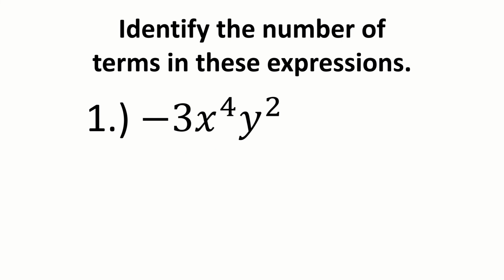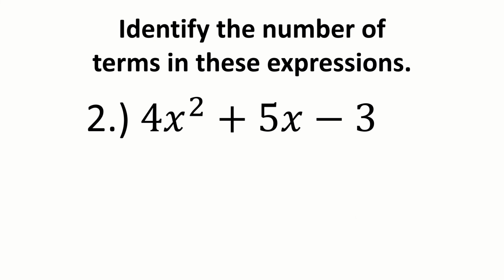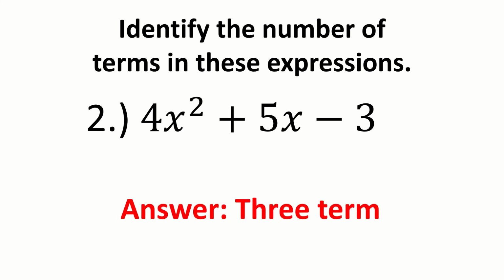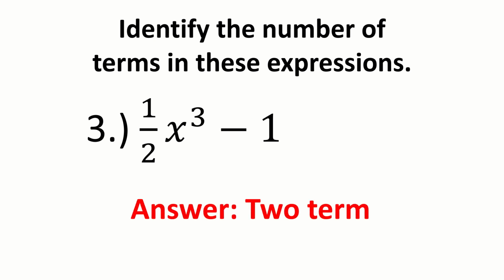So let's try to identify the number of terms in these expressions. So negative 3x to the power of 4y squared. So just one term. No plus, no minus. Here, 4x squared plus 5x minus 3. The answer is 3 terms. Because you have a plus and a minus. So first, second, third term. 1 half x cubed minus 1. Two terms because there's a minus. So first term, second term.